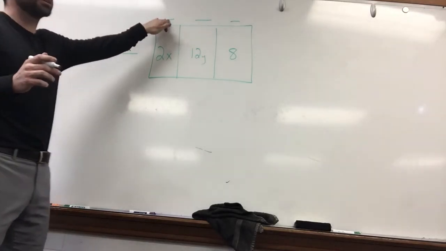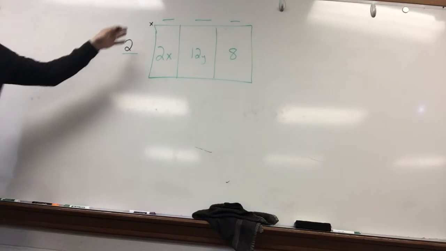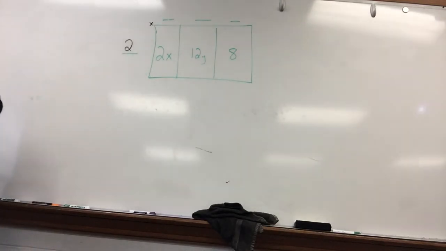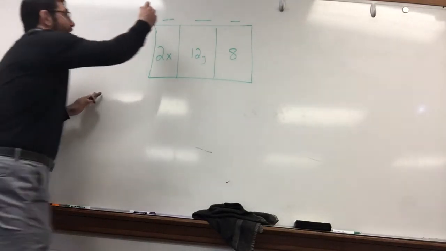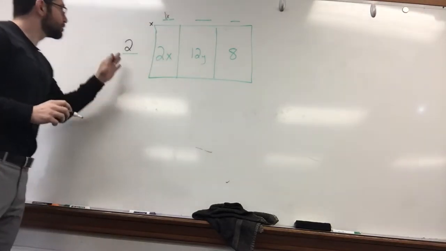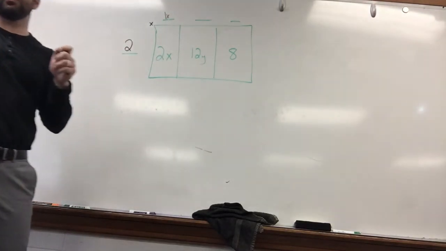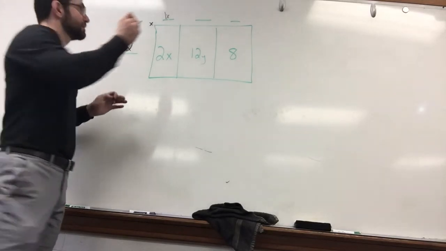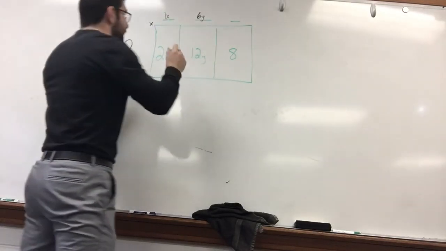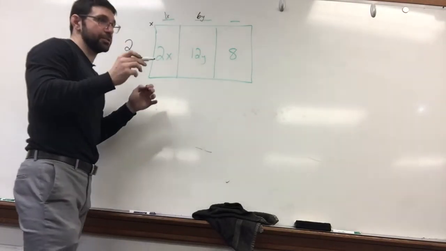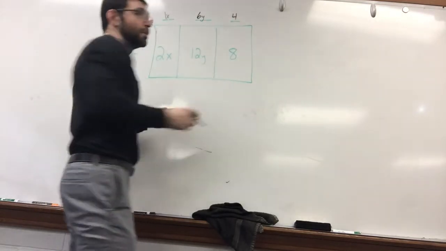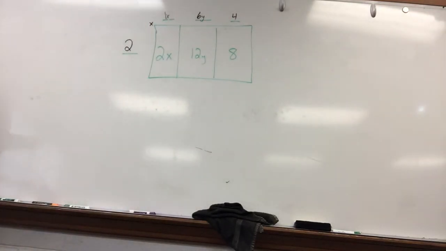So what's going to go on this line, Izzy? 2 multiplied by what gives me 2x? 1x. 2 multiplied by what gives me 12y? 6y. And 2 multiplied by what gives me 8, Sean? 4. Very good. Questions on these? Relatively easy.